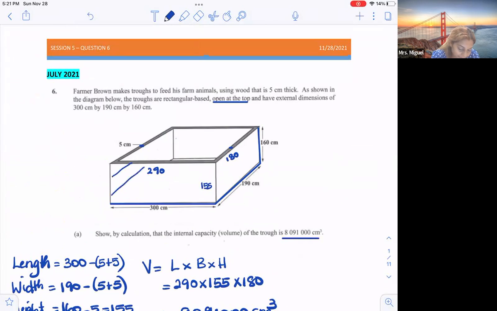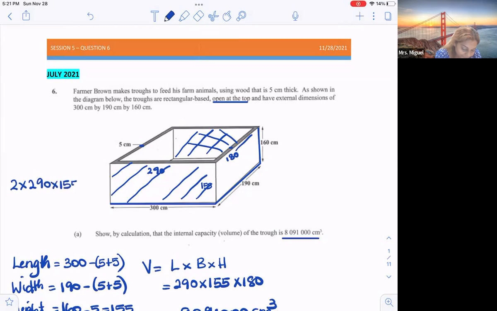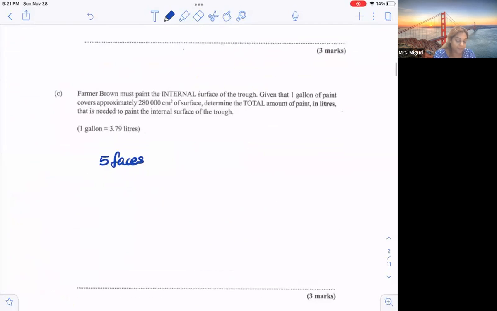And we have this face here, that is the same face here. So that is 2. So it's 2 by 290 by 155, right? We go in again. So that is 2 faces. Then we have 155 by 290, we have that. Then we have 290 by 180. So 2 by 290 by 180. And the last face, 155 by 180. This is the one below here. So all the 5 faces.